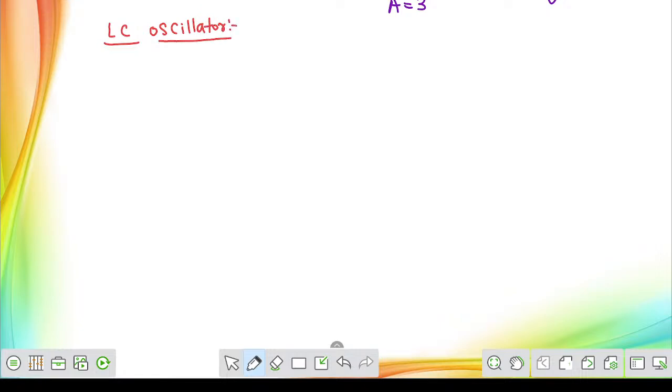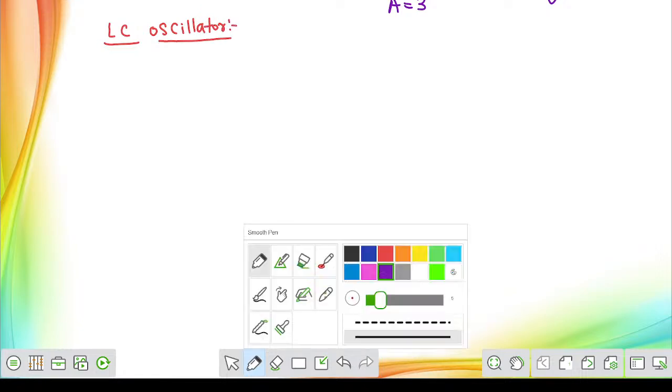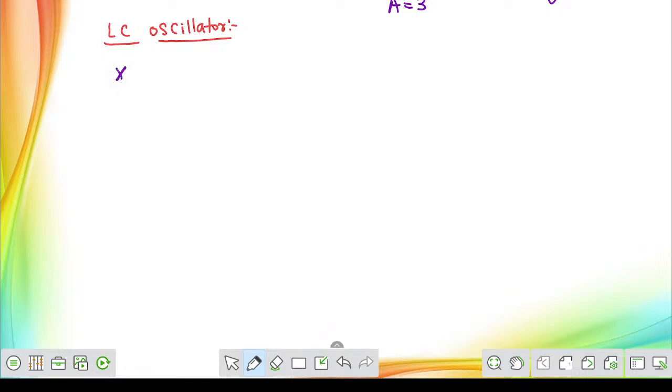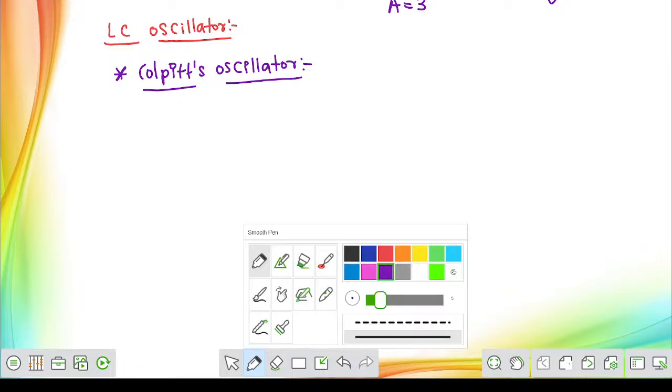While observing LC oscillators, everything will be given in the question. You need not perform anything. In LC oscillators, the first oscillator is the Colpitt oscillator. Hope you all studied these things. Even if you have not touched this area, just touch it and remember the formulas, because questions will be taken directly from the formulas only.